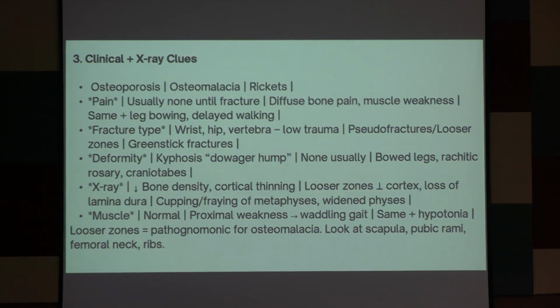Fracture type: in osteoporosis, wrist, hip, vertebra, low trauma. In osteomalacia, pseudo fractures or Looser zones. Again, Looser zones is a short note, keep it in mind. And in rickets, there will be greenstick fractures. What is a greenstick fracture?